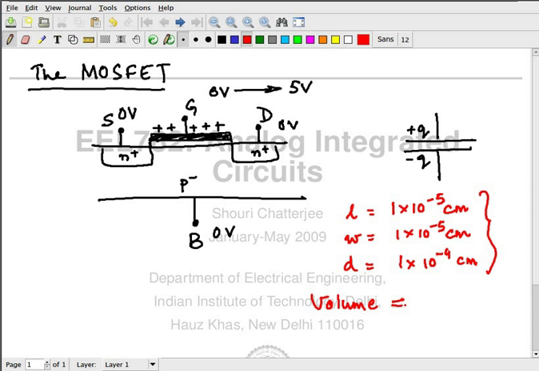Volume is equal to... okay, and let's say that the amount of boron, when you dope with P minus, let's say the amount of boron that you have put in is 10 power 16 per cubic centimeter. Okay. Then what is the value of N? Ten power 20 by 10 power 16 is 10 power 4.